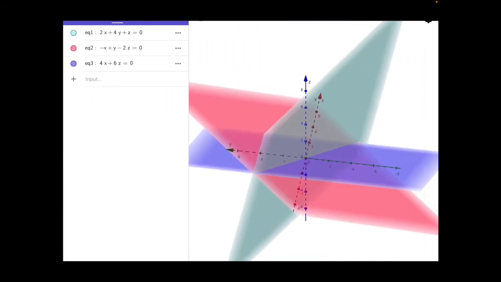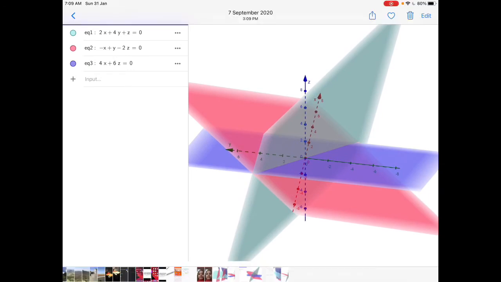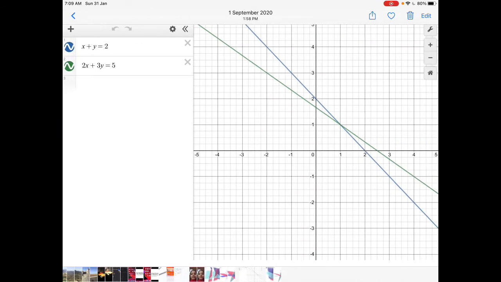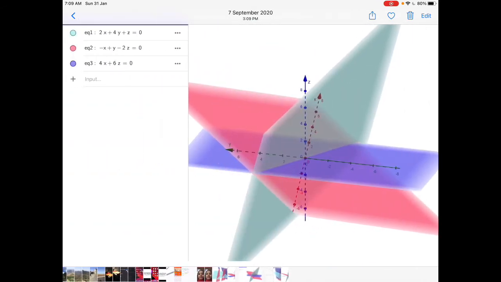So I will be giving you another example. You see here again all these are passing through the origin. That means if you see equations 1, 2 and 3, the right hand side of all these equations is 0. So you can see here that the meeting point of all these planes is at 0, 0, 0. So these are nothing but the homogeneous equations, okay.